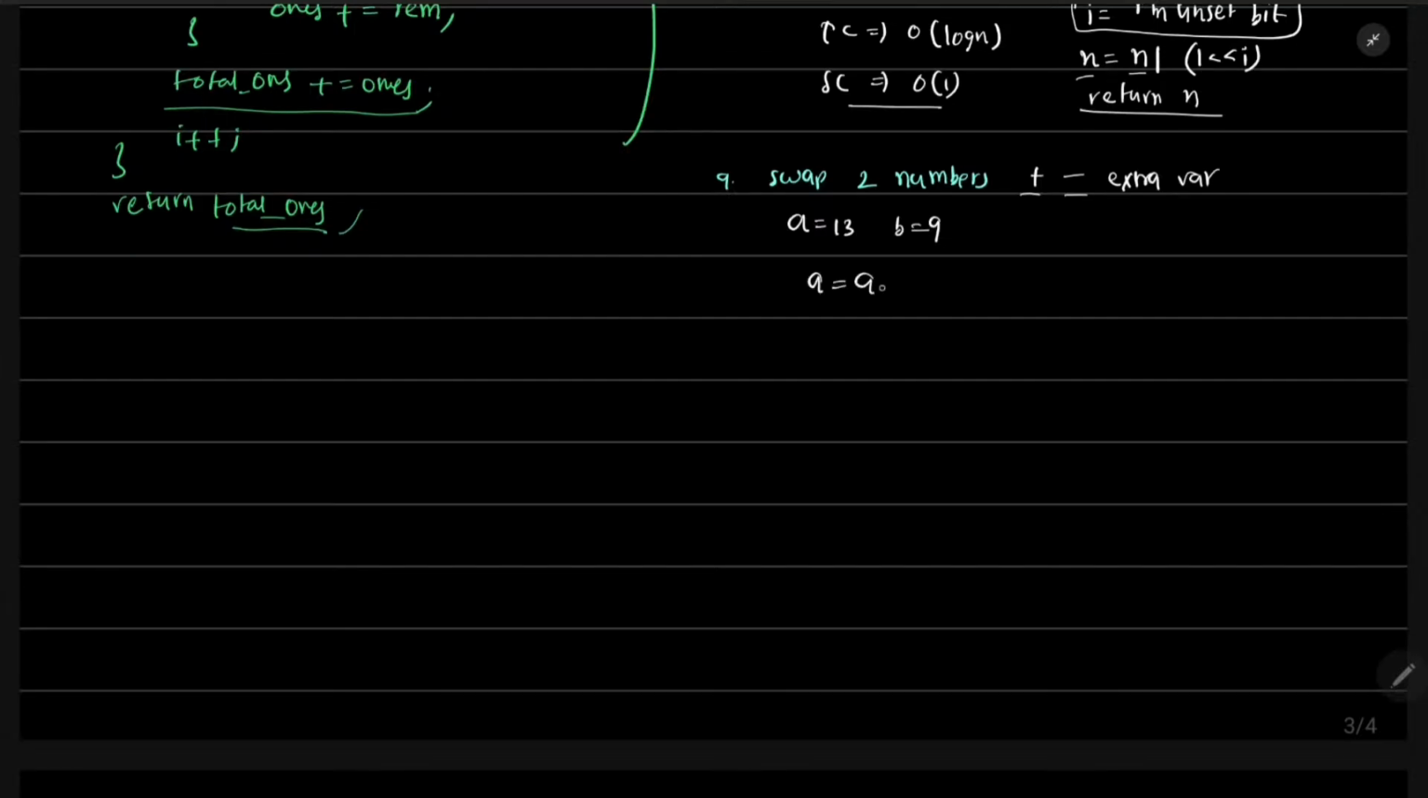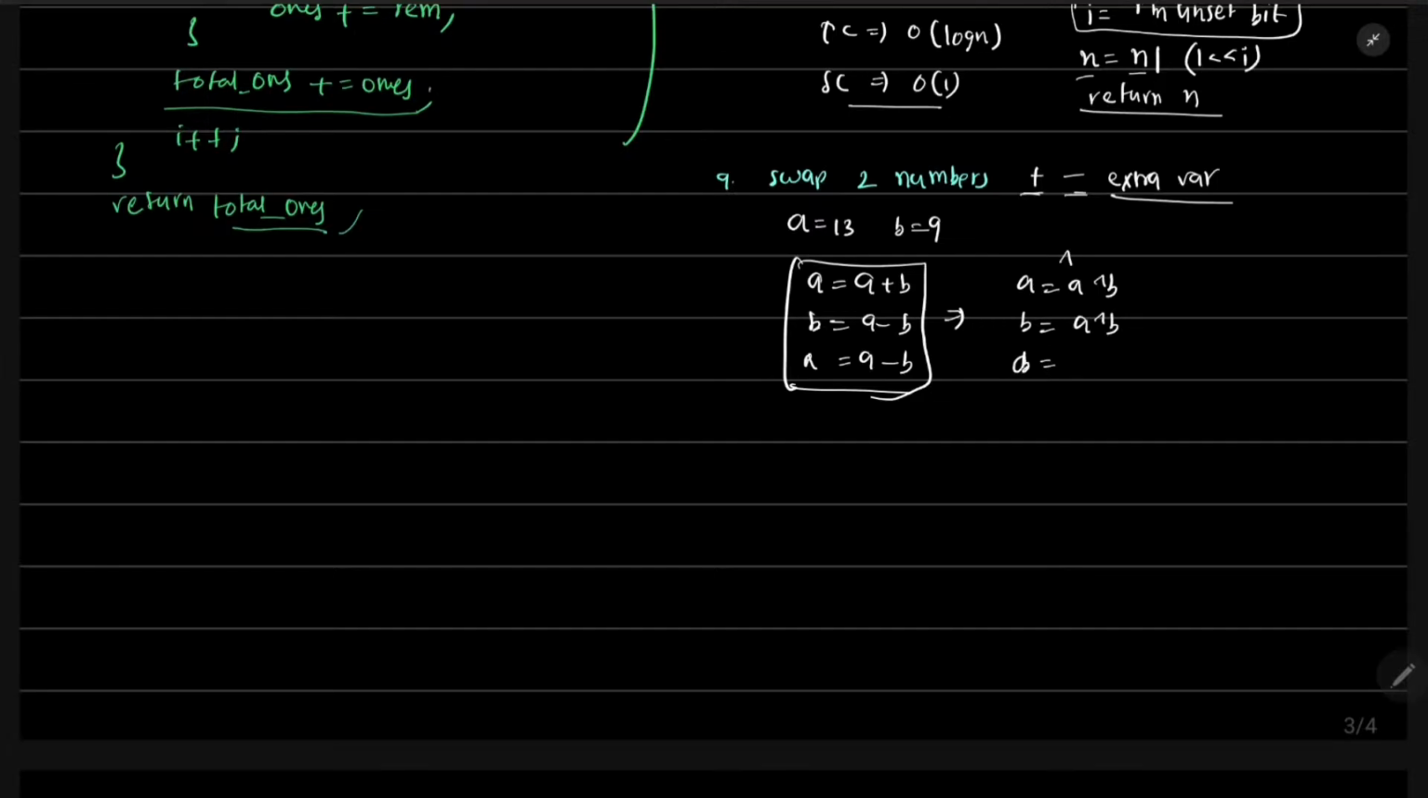If a equal to a plus b, b equal to a minus b, a equal to a minus b. If you do this, you'll get the answer easily. This will swap the two numbers easily, right? But we are not using plus or minus or extra variable. How do you do this? Simple, guys. Just replace plus or minus with XOR operator. a equal to a XOR b, b equal to a XOR b, a equal to a XOR b. This does the swap.